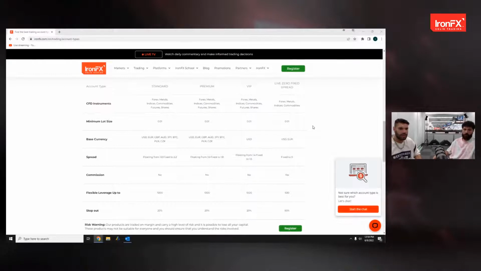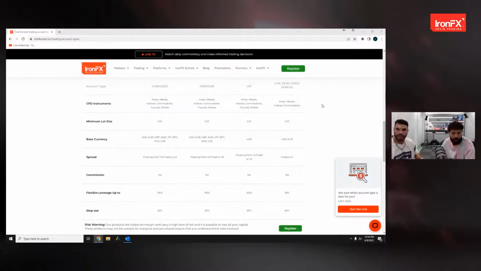And the whole point is the spread, actually. That's what clients focus on, basically, the spread, which is quite a big difference, floating from 1.4 to 1.6. And finally, we've got the fourth account, which is basically the live zero fixed spread account.